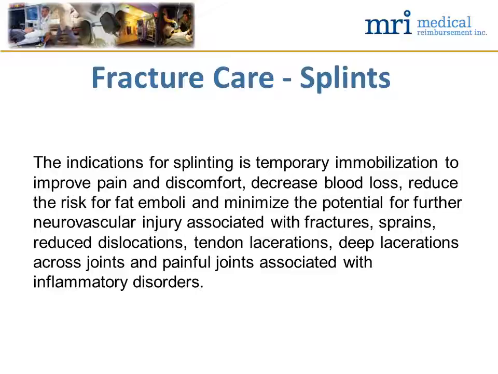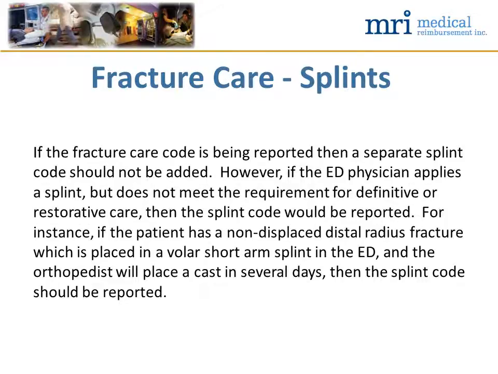For instance, if the patient has a non-displaced distal radius fracture, which is placed in a short arm splint while in the emergency room, and the ED physician states that the patient is going to follow up with the orthopedic in a couple of days to have a cast placed, then the splint code should be reported and not a fracture care code. Keep in mind when reporting splint codes, the appropriate documentation guidelines must also be met.